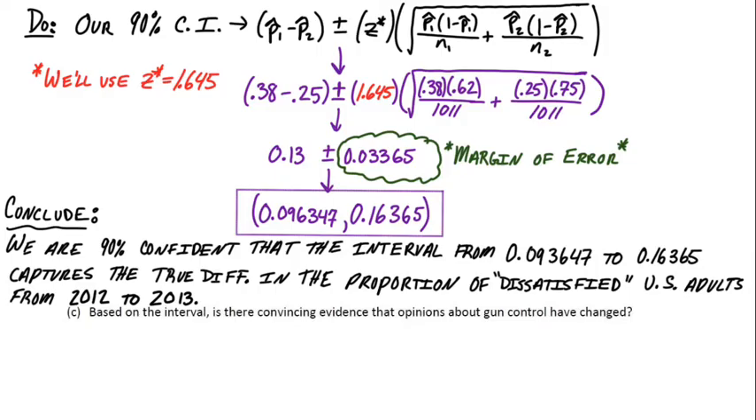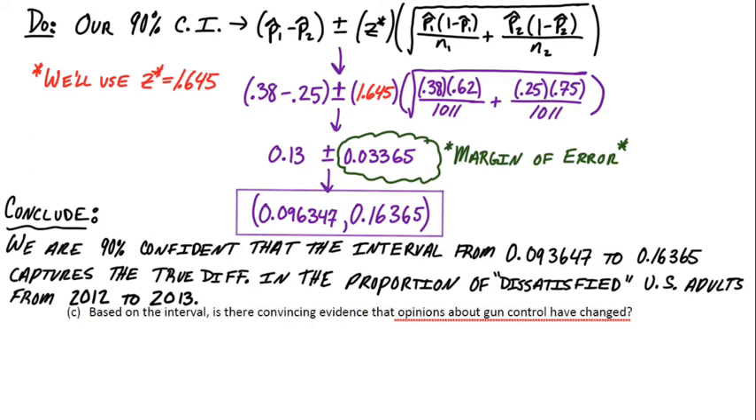Now part C says, based on the interval, is there convincing evidence that the opinions about gun control have actually changed? I know they were different in 2013 and 2012. In fact, the dissatisfied percentage was 13% higher in 2013. So based on the interval, do we have convincing evidence that the opinions have changed? So maybe that 13% increase in 2013 was just due to sampling variability, right? Just a random chance you got a different sample of 1,000 adults, and just random chance that they answered yes more often.